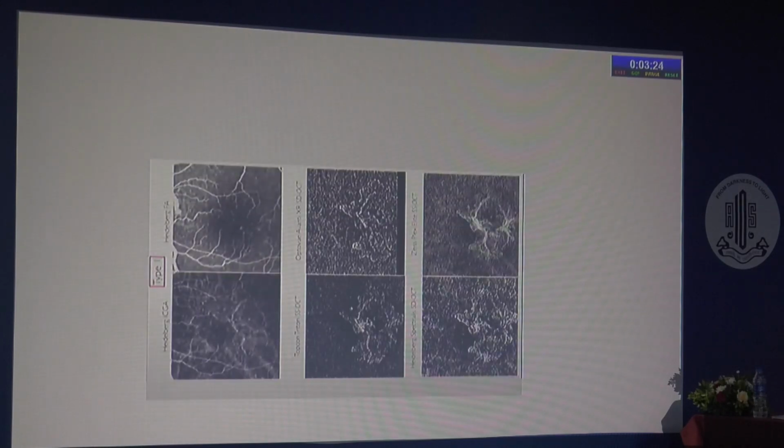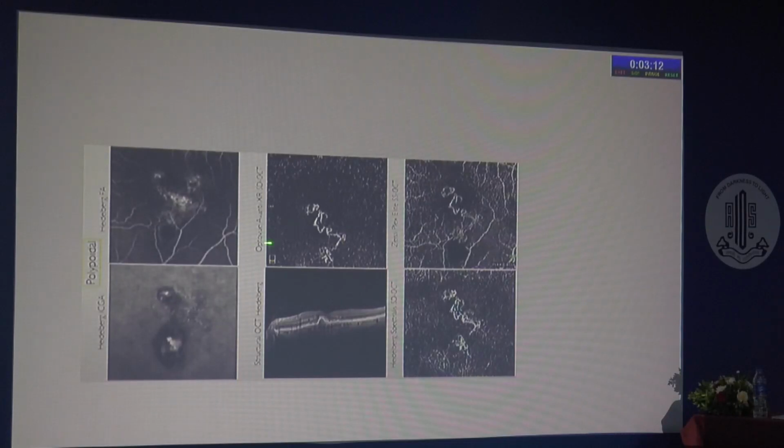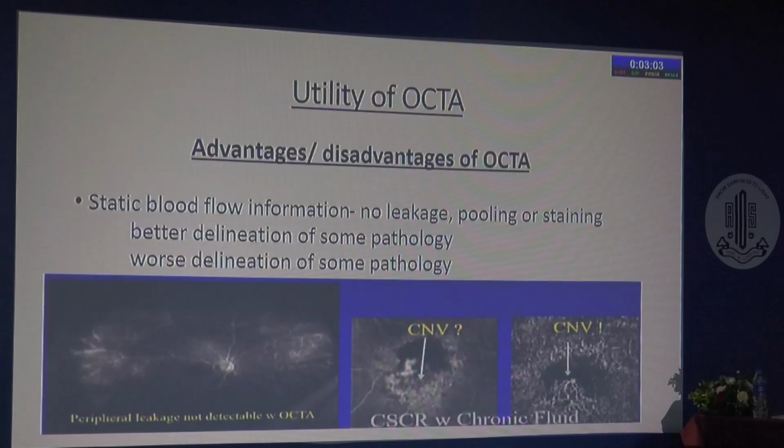So here is a type 1 CNVM, which is visible. You can see the net form. So basically, you're looking for a CNVM. This is a type 2 CNVM, which looks different. You can compare with the FA, and these are the polyps, which can come up. You see the polyps on this. So basically, OCT angio is basically for the CNVMs, not for anything else in the retina.